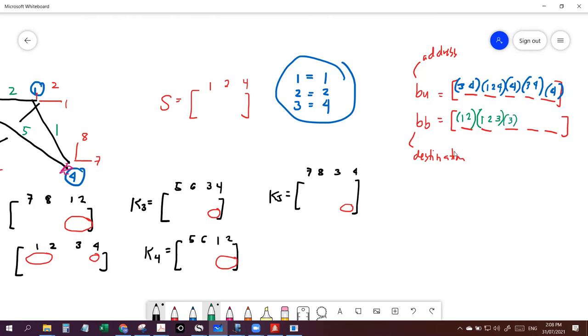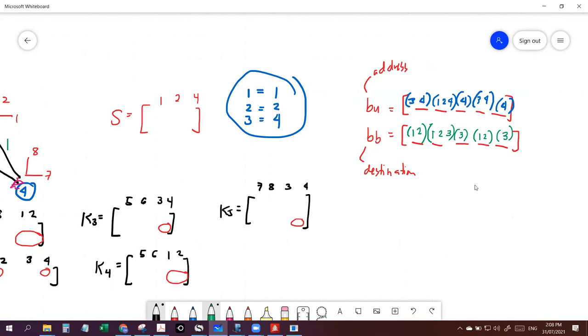For member 4, what is its destination? Its code is 1 and 2, so first and second. Finally, for member 5, we only take the 4, so at number 3. That's it. So that is what you input into the code. Okay?